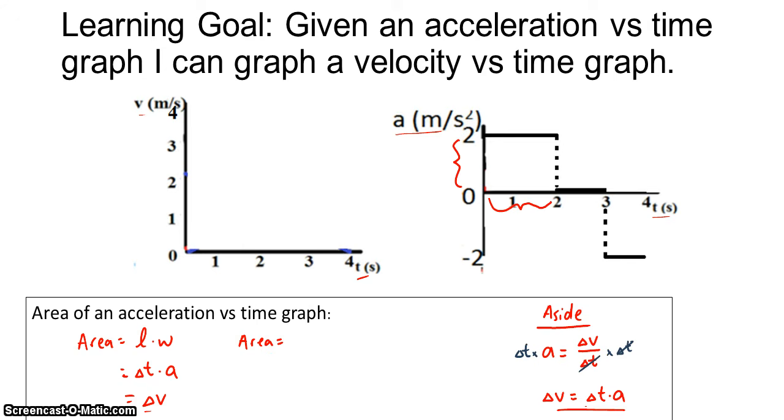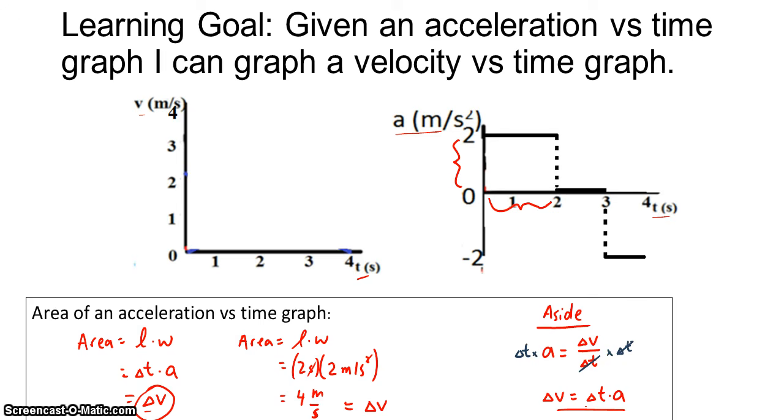So in this case, let's use an example here. Area is length times width, which is 2 seconds times my width of 2 meters per second squared. You'll see that the units are going to cancel. What I'm left with is 4 meters per second. So this tells me my change in velocity.